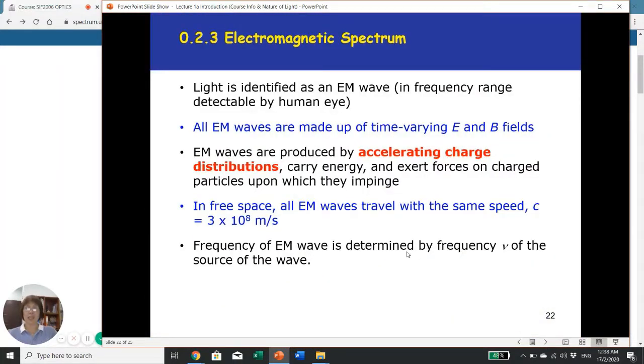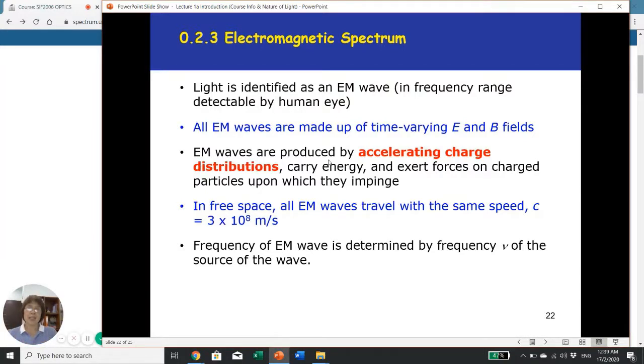Okay, next, let's look into the electromagnetic spectrum. Now, light, as we have shown earlier, is identified as an EM wave. So it is in the frequency range which our eye can detect, and I've given you the range earlier on. Now, EM wave, I have also shown you that we have this E and B field which is varying with time. An EM wave can be produced by accelerating charge distributions. It carries energy and it can exert forces on charged particles when they impinge on it.